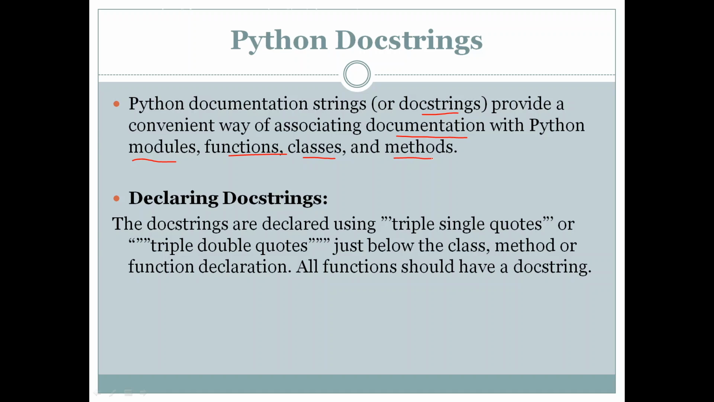So declaring docstrings, let's see how docstrings can be declared. As I have said, all predefined functions have docstrings associated with it. Even while creating our own functions, user defined functions, classes, and methods, we can declare docstring inside it. So how is a docstring declared? The docstrings are declared using, you can see here, triple single quotes. You can declare docstring by using triple single quotes like this, and it ends with triple single quotes.